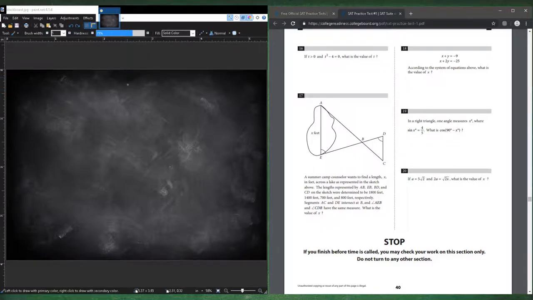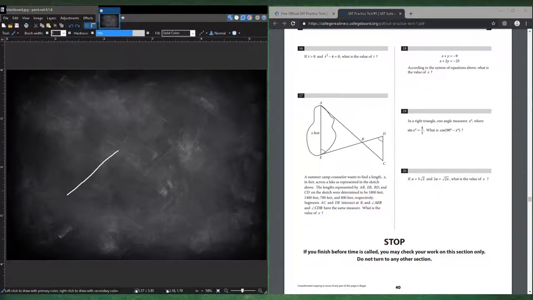In a right triangle, angle X where sine of X is equal to 4 over 5, what's cosine of 90 minus X? So for trick questions, I usually make a picture. Let's make a right triangle. So let's say this angle is X. So the sine of X is just 4 over the hypotenuse, because SOHCAHTOA, remember that? So SO is sine, opposite over hypotenuse.